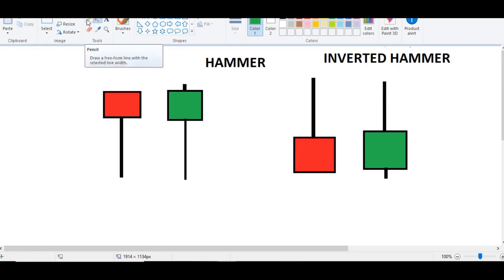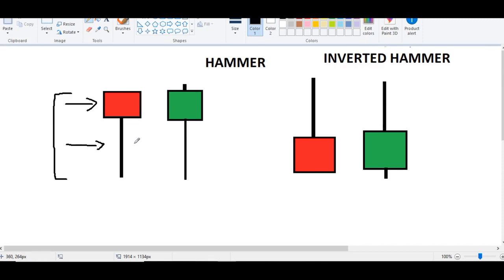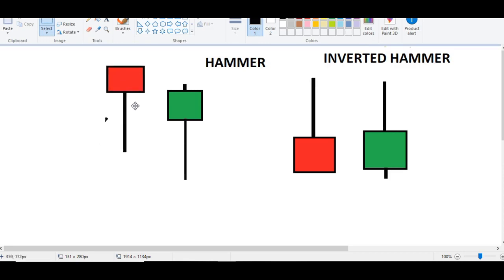Okay, now hammers are very, very important, right? They're a very good trend reversal candlestick pattern. Okay, now how is a hammer defined? If you see the body, it is generally 1/3 of the entire candlestick, right? So the body is 1/3 and the shadow or the wick is 2/3. Okay, and these are generally very good trend reversal candlestick patterns. So let's understand how.